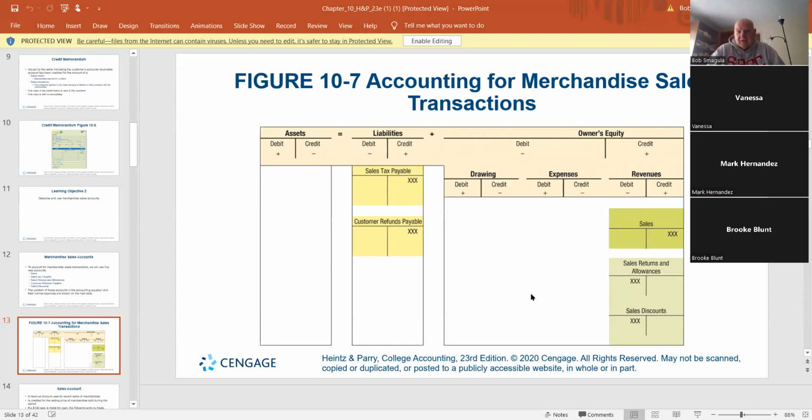When something is returned, we do not debit sales. And I'm going to say this over and over again. You never debit sales. Never. Keep that in mind. What you do debit are the returns and allowances or the discounts, depending on what's going on. Companies want to know what their total sales were, but they're surely interested in how much is being returned, what kind of allowances they're handing out, and whether customers took discounts.